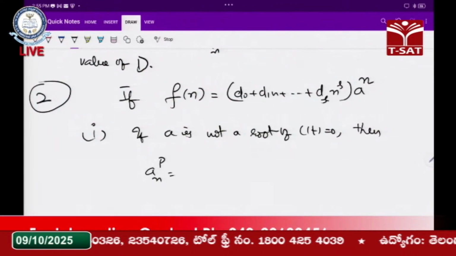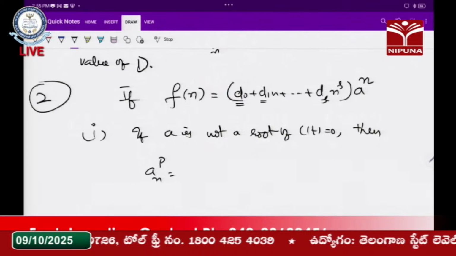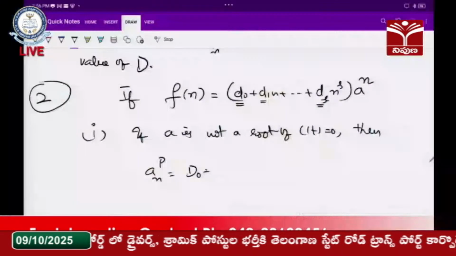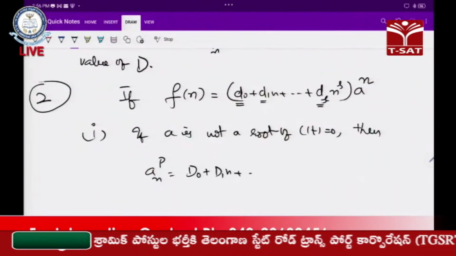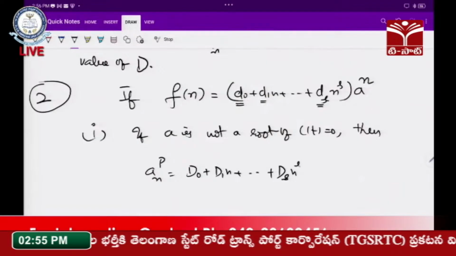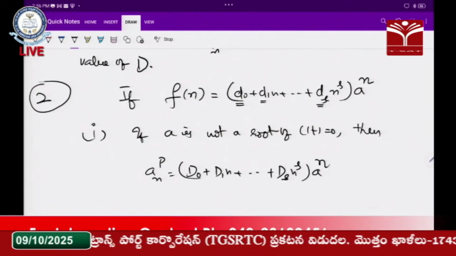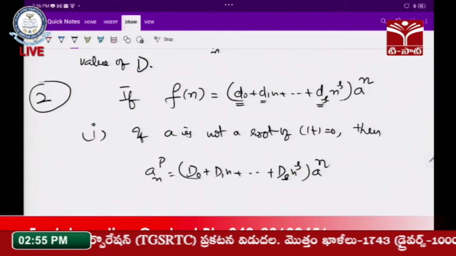In this function, these d naught, d1, ds values are known values for us. It is given in the problem, for example 1 plus 2n minus 3n square. Then in place of the known values, put undetermined values. One can say I will put a capital D naught, which is unknown, D1 n and so on, Ds n power s, into a power n. This is the assumption, and substitute this a n p in the recurrence relation to get all the values of capital D naught, D1 and Ds.